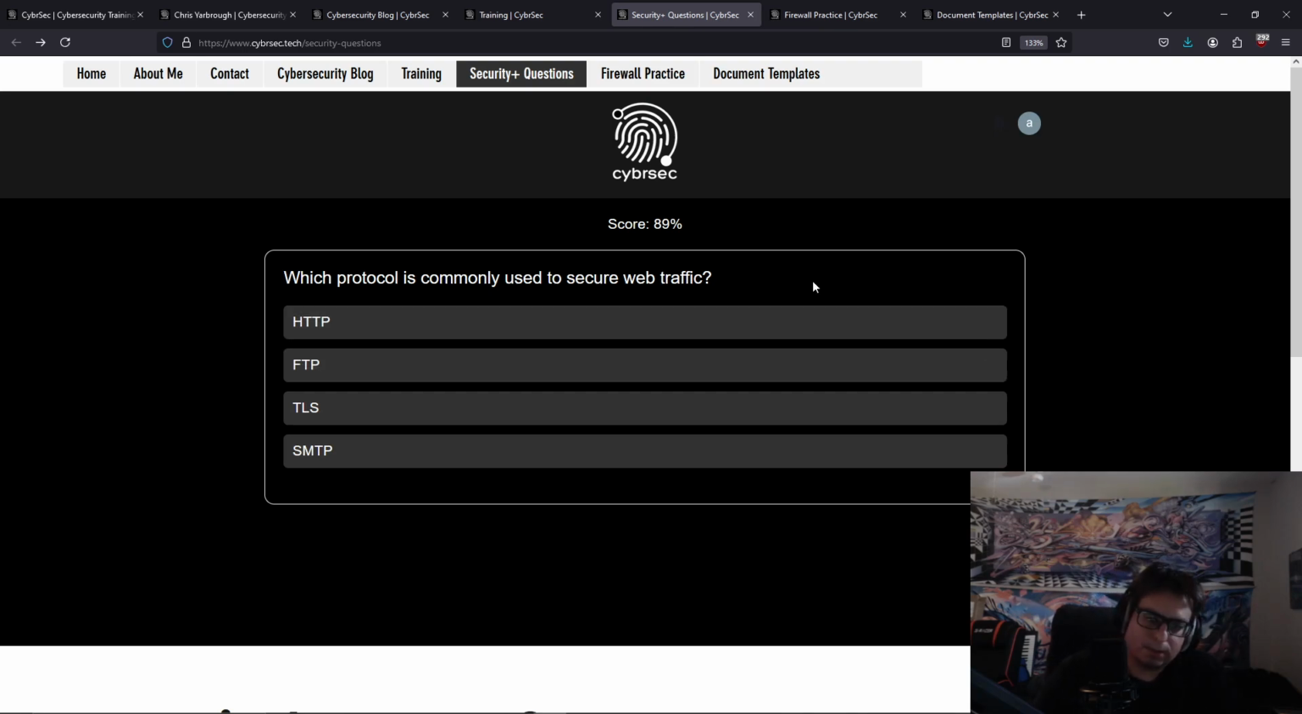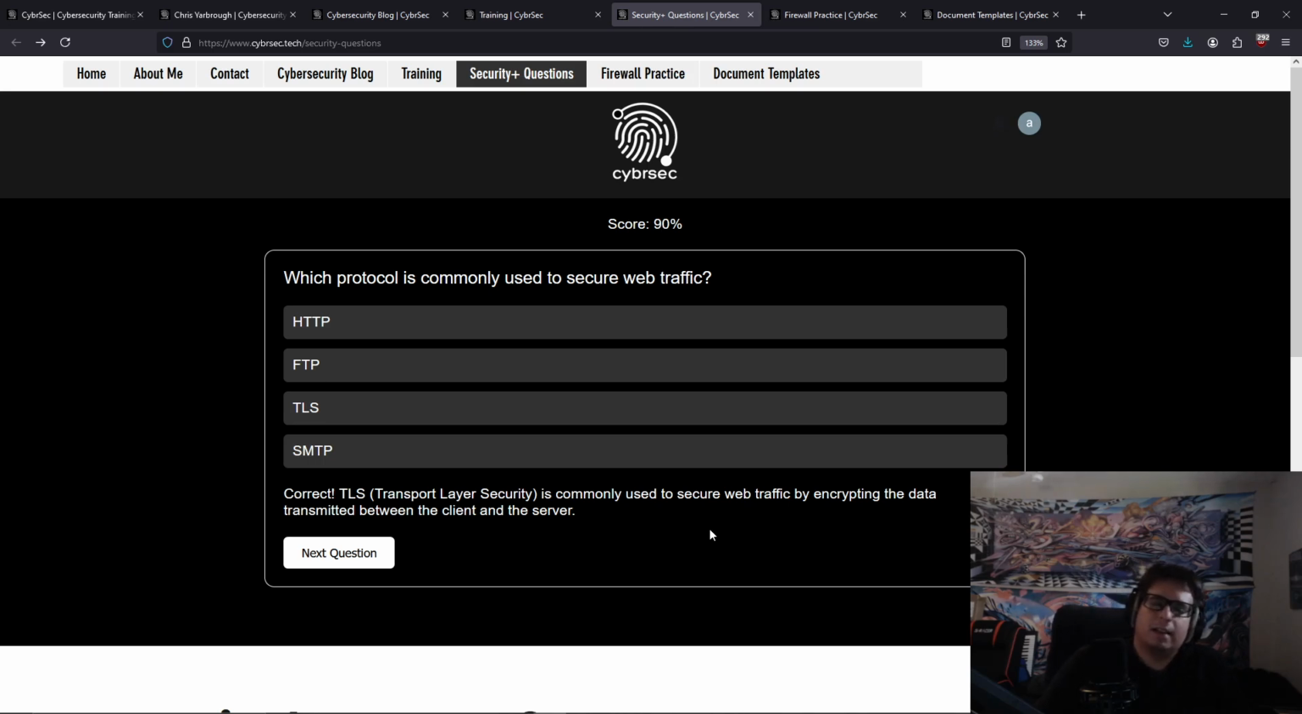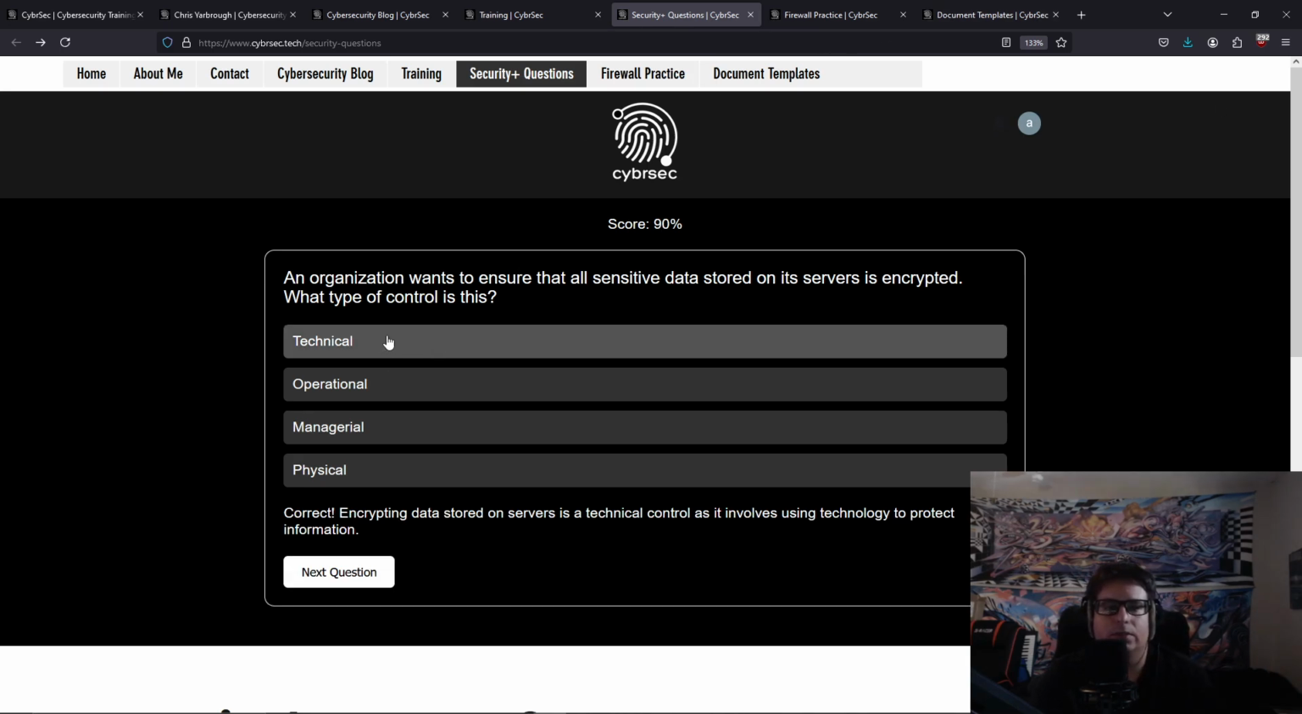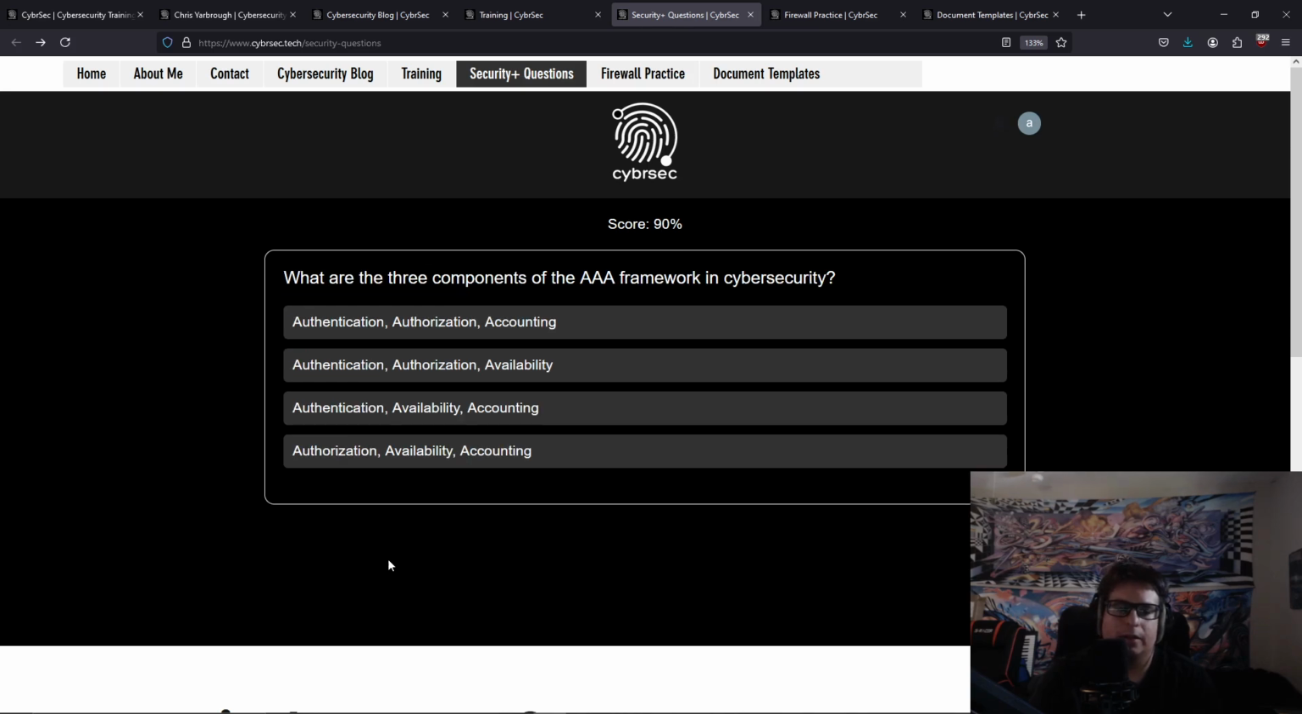Which protocol is commonly used to secure web traffic? Unsecured, secured, right? TLS? Correct. TLS is commonly used to secure web traffic by encrypting the data transmitted between the client and the server. An organization wants to ensure all the sensitive data stored on its servers is encrypted. What type of control is this? It's going to be a technical control? Correct. Encrypting data is technical.